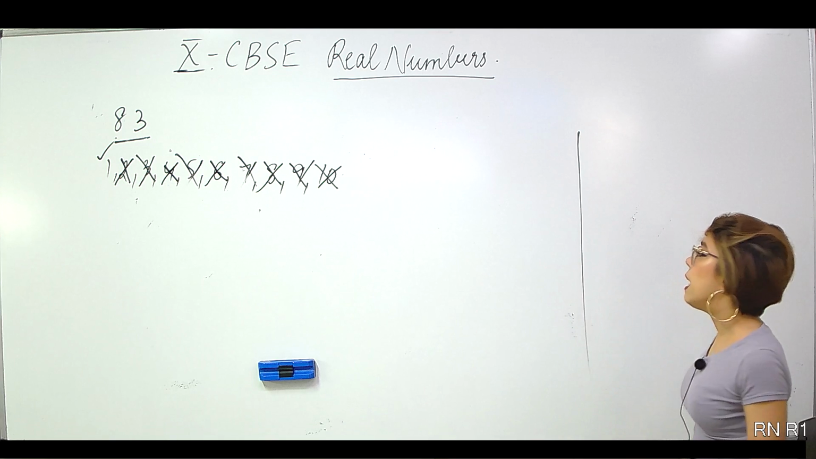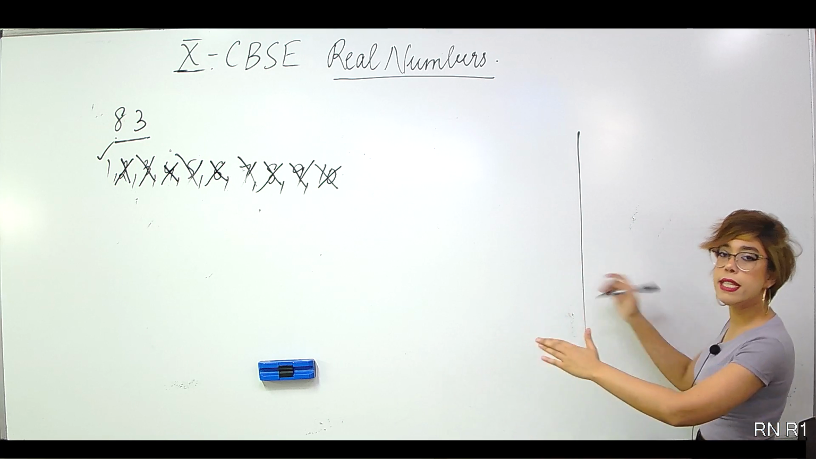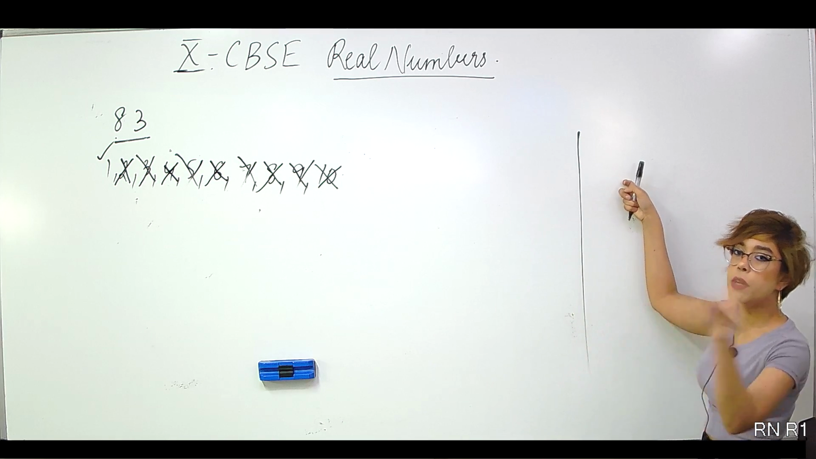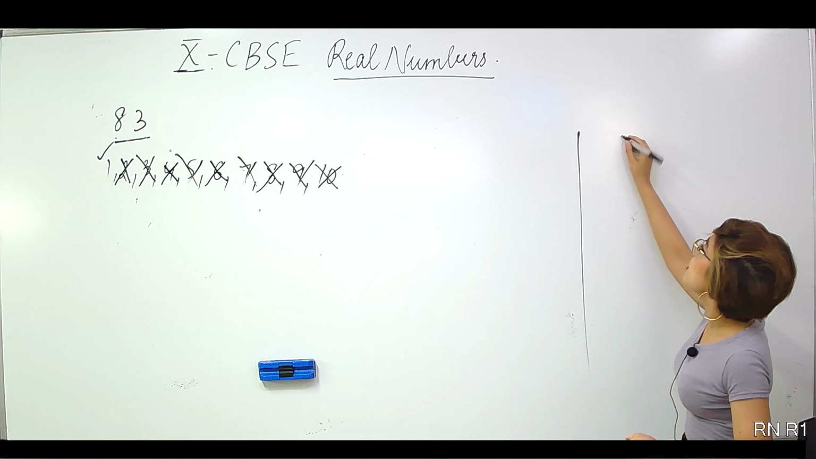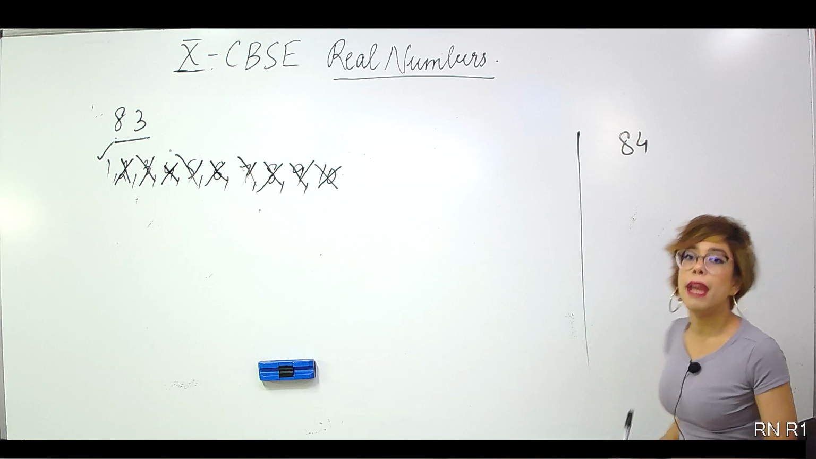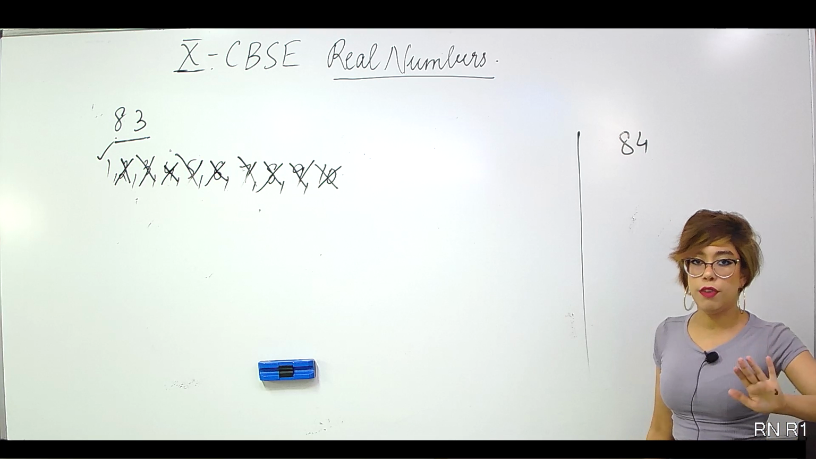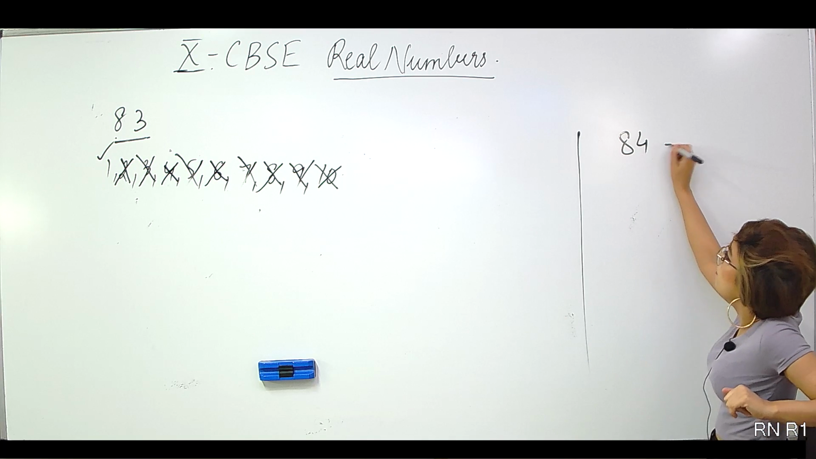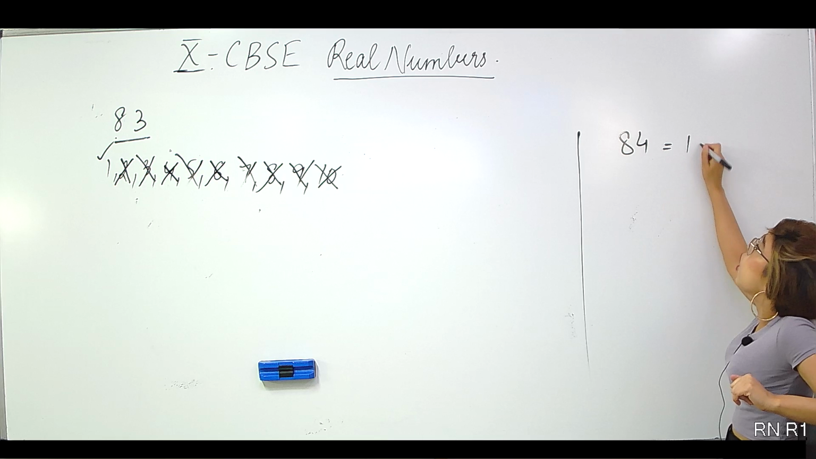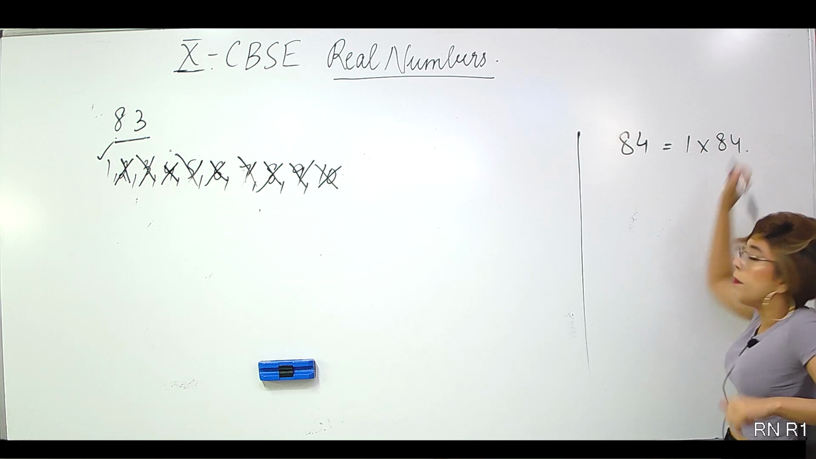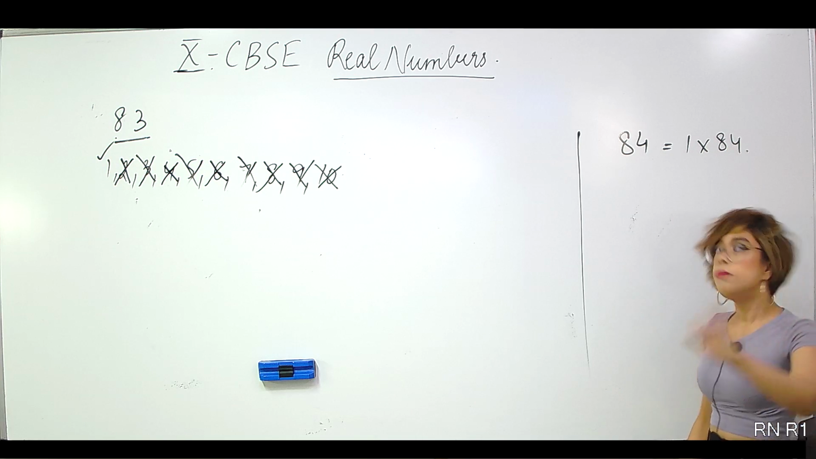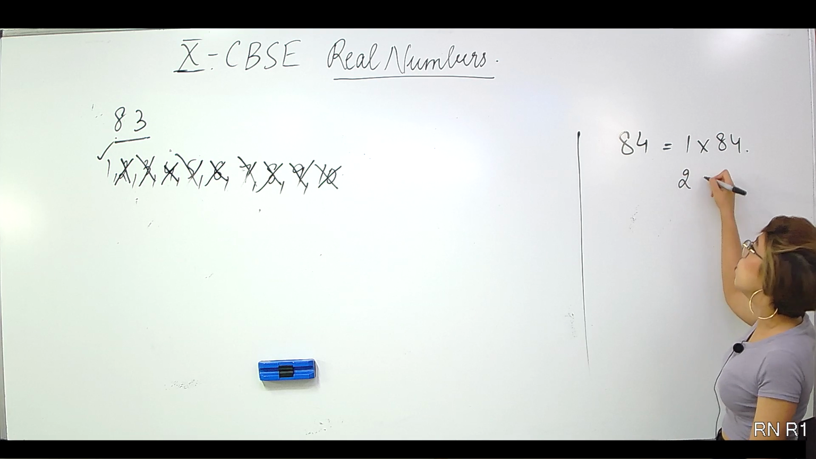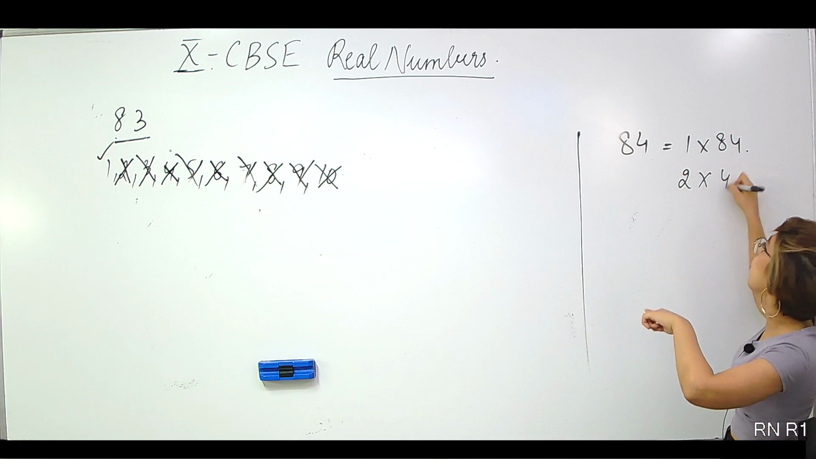Now, before we come to that, let me just take you to the right hand side, because I want to establish one thing. Suppose I have the number 84, right? I can very well write the factors of 84, right? I know that 1 is the factor. Now, if 1 is the factor, the corresponding factor should be 84, right? Cool. And 2 is the factor, so 2 and the corresponding factor would be 42.